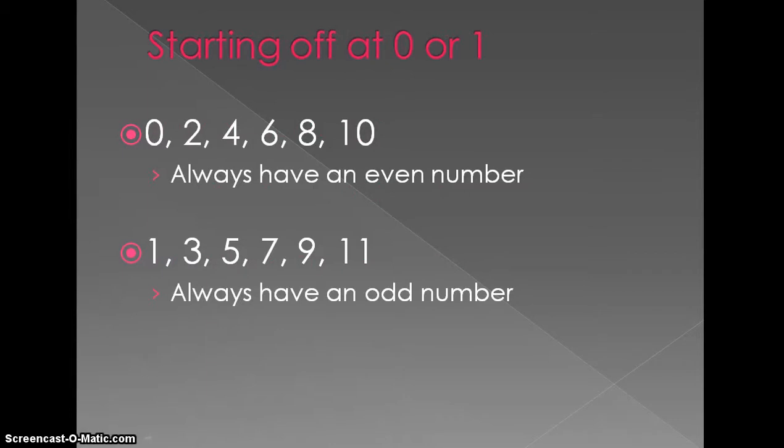When you start off counting by twos, you will either start on an even or an odd number. When you start on an even number, you will always have an even number in the sequence. When you start on an odd number, you will always begin and end with an odd number, and every number in the sequence will also be an odd number.